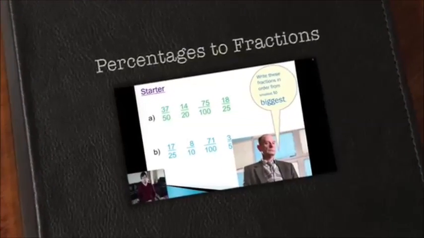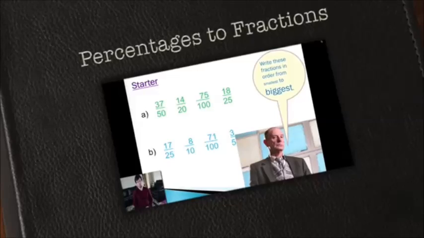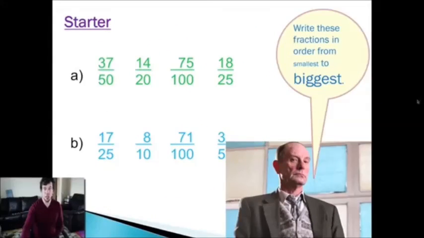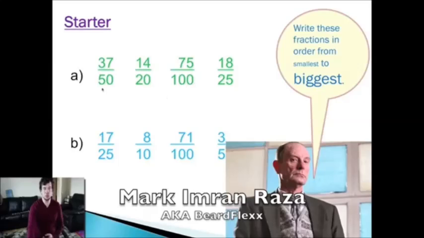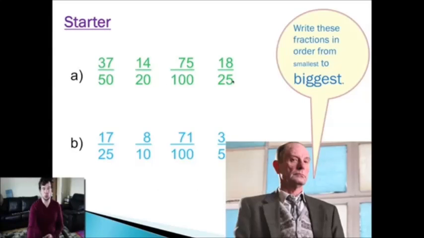Write these fractions in order from smallest to biggest. So we've got fractions in green, all with different denominators or bottoms. We need to put them in order of size, which in my opinion is incredibly difficult to do unless all the denominators are the same.